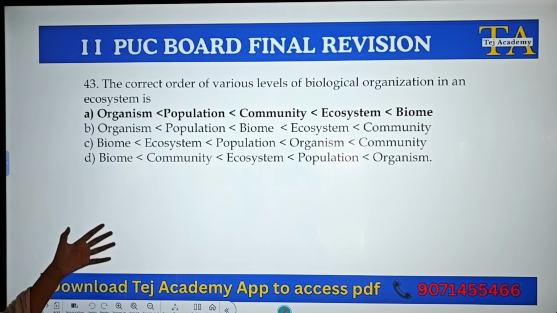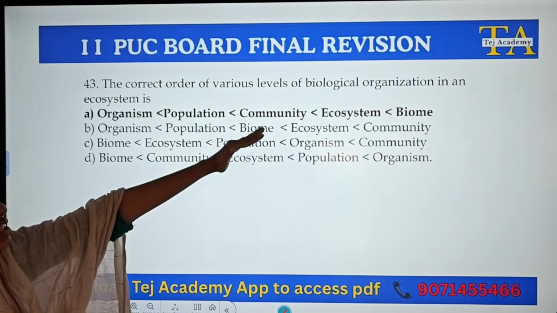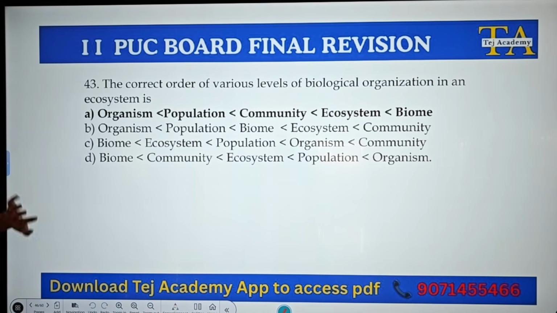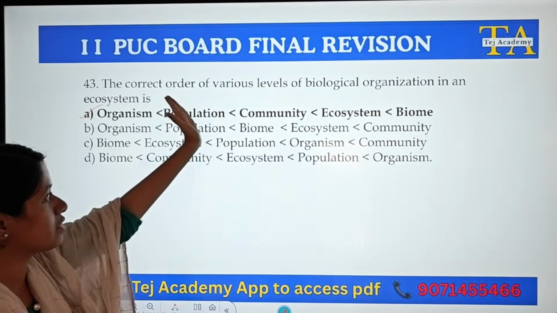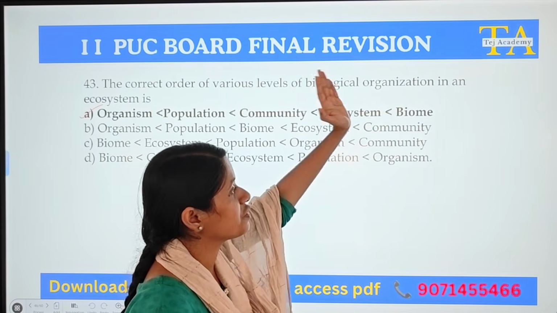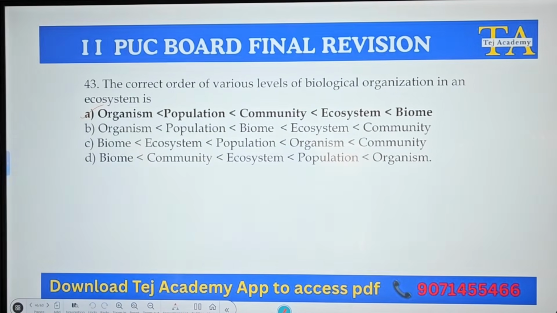The next question is, the correct order of various levels of biological organization in an ecosystem is. This is the correct order. First, the smallest level is organism, followed by population, then community. Community becomes ecosystem, and ecosystem covers the biome. And this is the largest biological organization.